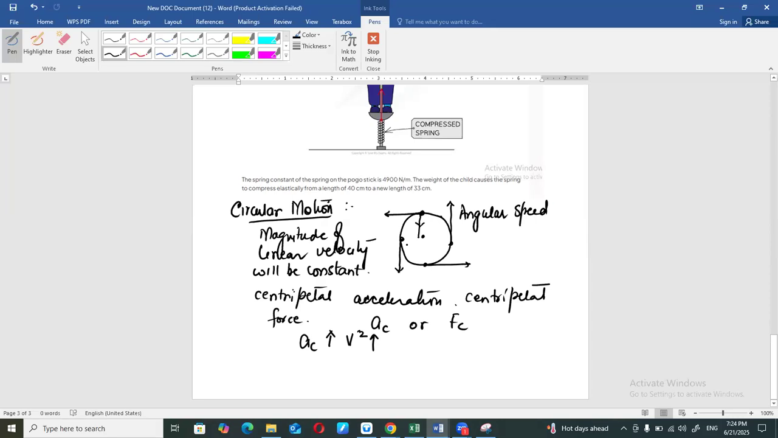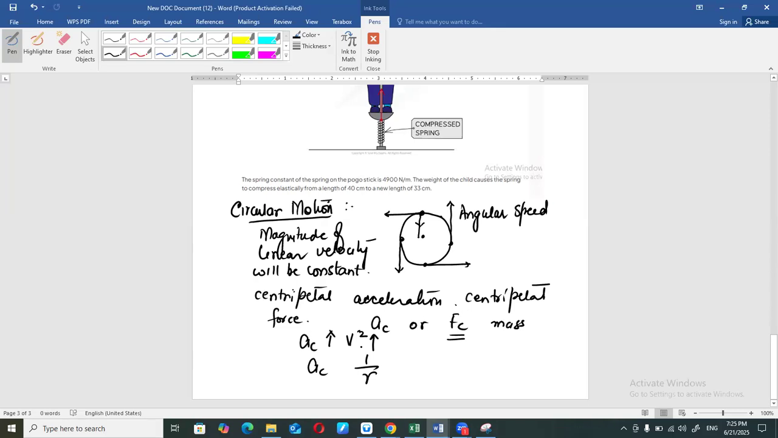What if the radius of this circle increases? The radius of the circle has an inverse relationship with the centripetal acceleration as well as with the force. So technically speaking, it's inversely proportional. If the radius increases, centripetal acceleration reduces and the force reduces as well. With the mass, the force has a direct relationship because F is equal to ma. So centripetal force increases if mass increases.